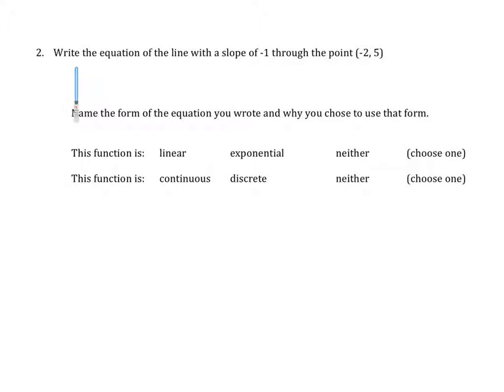Write the equation of the line with a slope of -1 through the point (-2, 5). Y'all, do you see what we have? We have a slope and we have a point. What does that sound like? If you said point slope form, you're exactly correct. So I think we should probably use point slope form to write this equation, to write our model for this situation. So hooray, we've already answered this question.